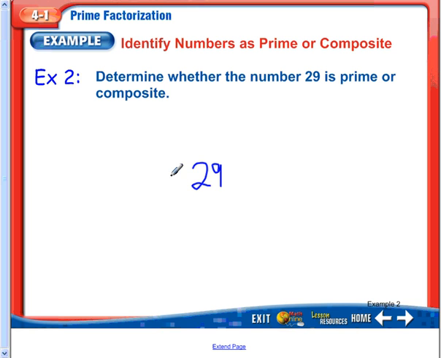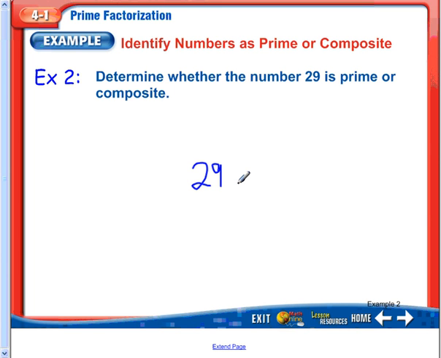When I think about my 4's, I know that 4 times 7 is 28, but no number can get me 29. 5's, this number does not end in a 0 or a 5. 6's, 6 times 4 is 24, and 6 times 5 is 30, but there's no number that can get me to 29. 7's, 7 times 4 is 28, so this will not work. 8's, 8 times 3 is 24, 8 times 4 is 32, that does not work.